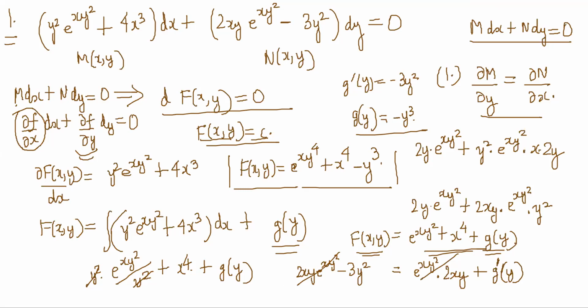Now let's see. It should come this only, right? See, e power x y square plus x power 4 minus 3y cube. That is a silly mistake that the person who was noting down has done. See, the 3 got cancelled. Minus y cube is equal to c. So you understand the whole process here, no? What we have done.